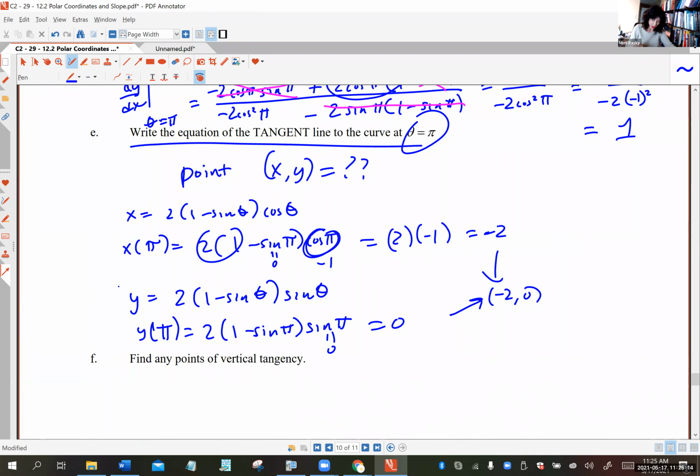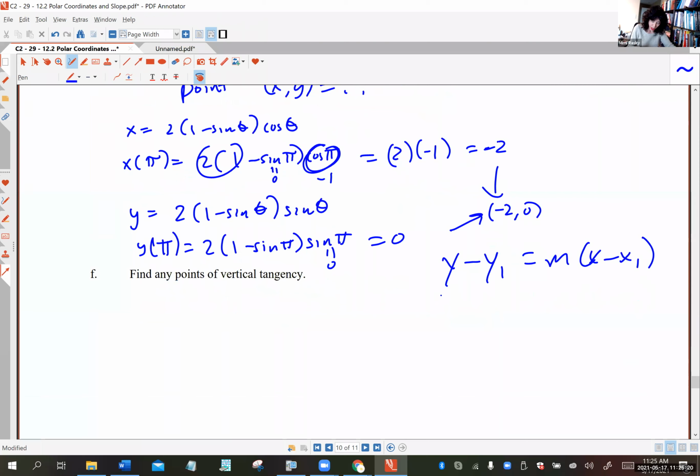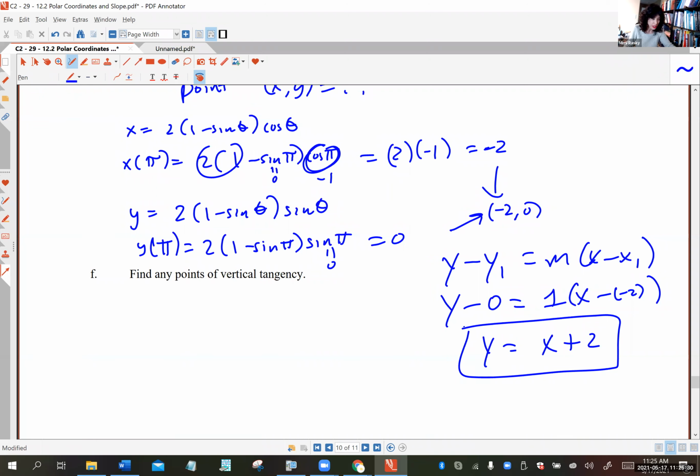Okay, and so look, we have all the ingredients. So I'm going to use my algebra point slope form. So y minus the y coordinate is equal to m, which is our slope, times x minus a negative 2, which is x plus 2, and there's your equation of your tangent line. That's it. Any questions on that?